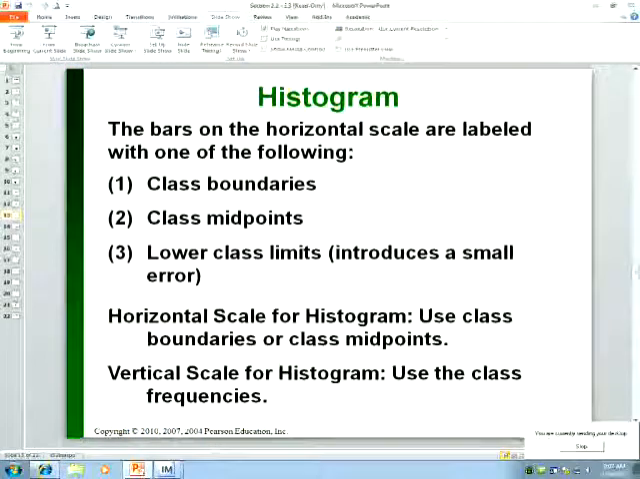So let's do a histogram for the milligrams of tar in these 25 cigarettes, 25 brands of cigarettes.